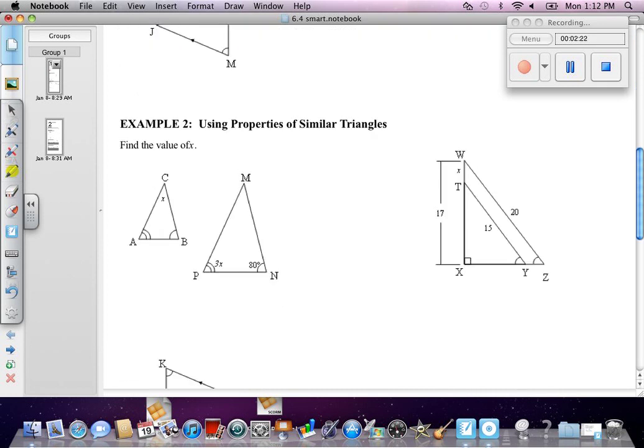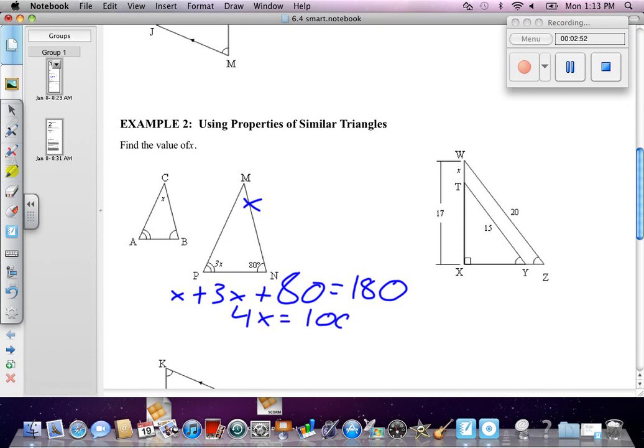Okay, we're going to find the value of x. We know these two triangles are similar, and we know which angles are congruent to each other. So angle C and angle M must be the same. So that must be x. So we know x plus 3x plus 80 equals 180. I accidentally wrote that wrong on the board. So we have 4x equals 100. So x equals 25.